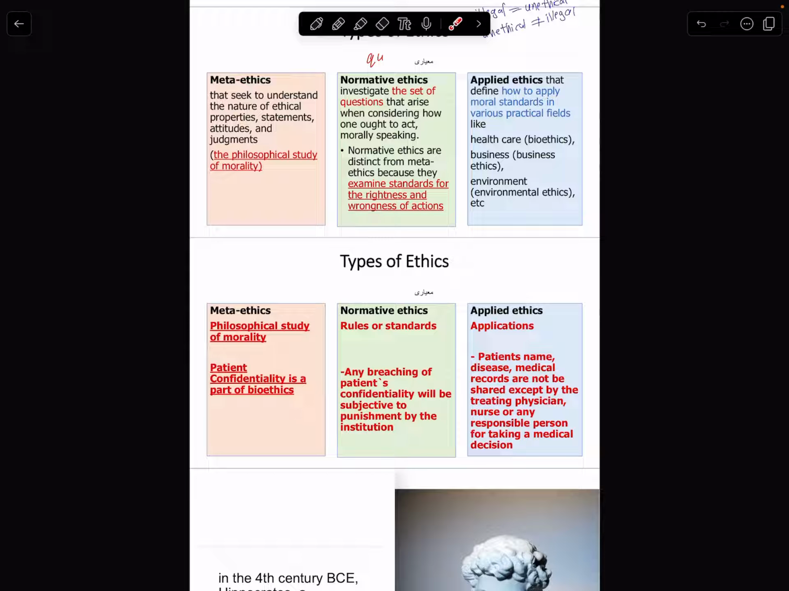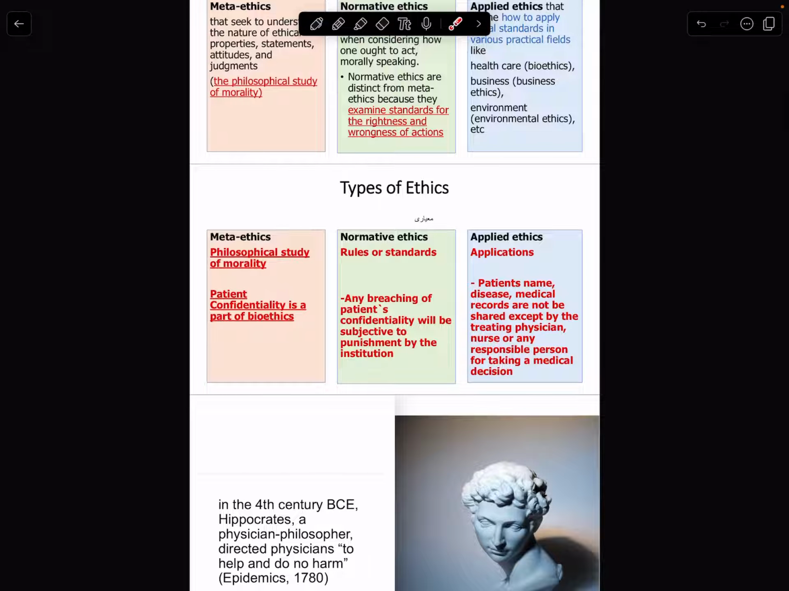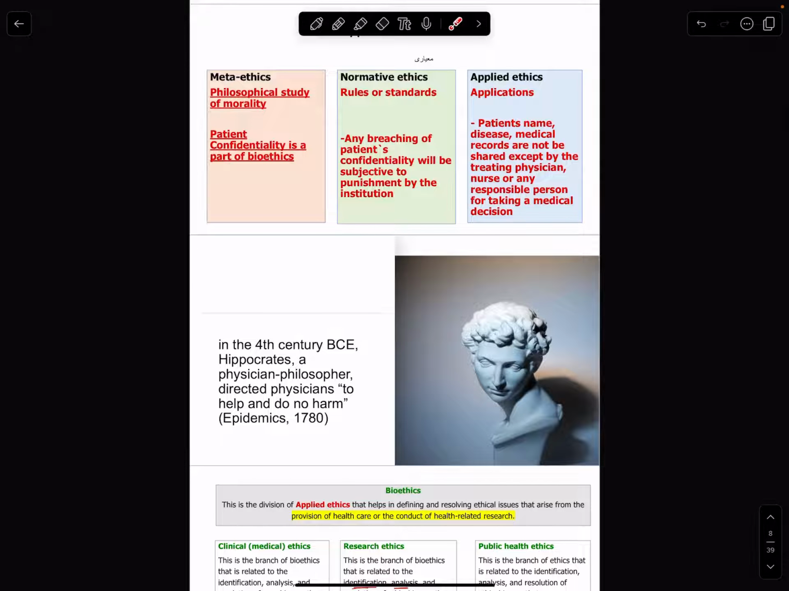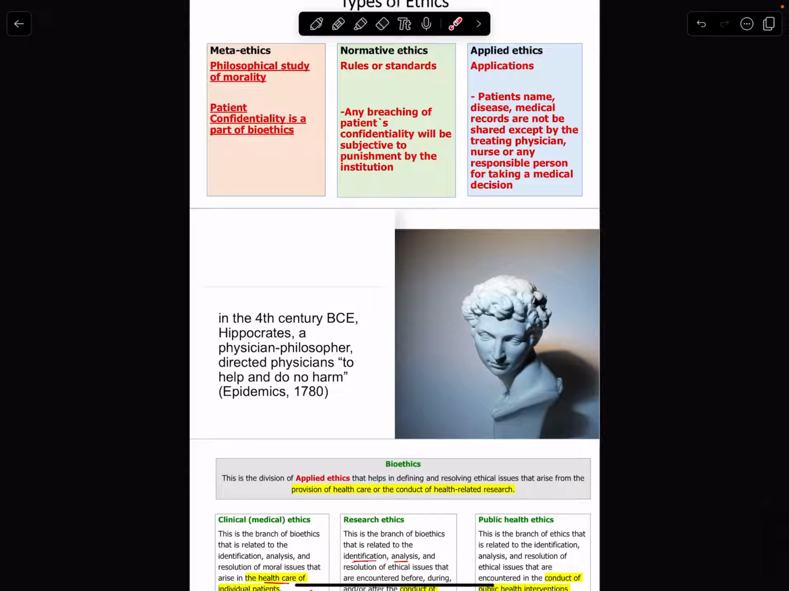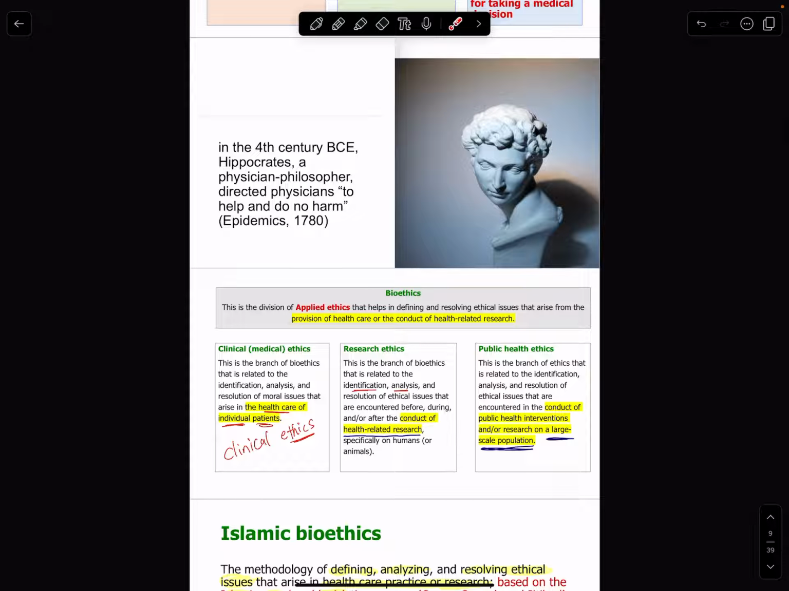Patient confidentiality is part of bioethics. Normative ethics is rules or standards. If you breach patient confidentiality, you're breaching normative ethics. Applied ethics is applications, right? You should not share any of the patient's details except with another physician that is responsible, or anyone responsible for taking a medical decision.